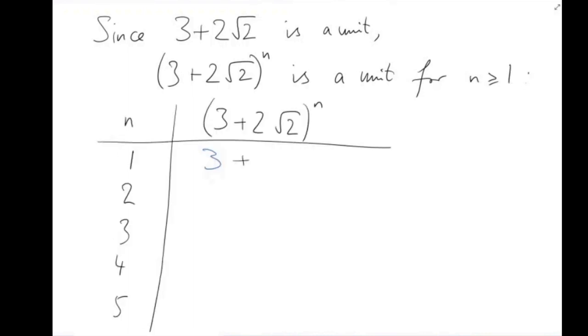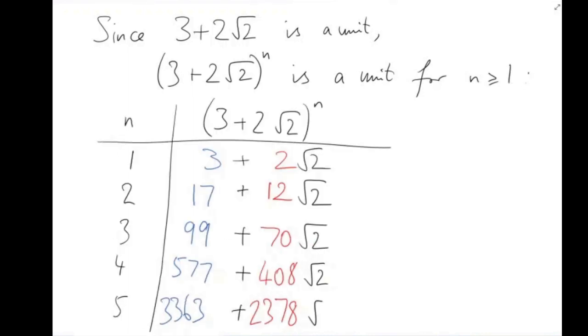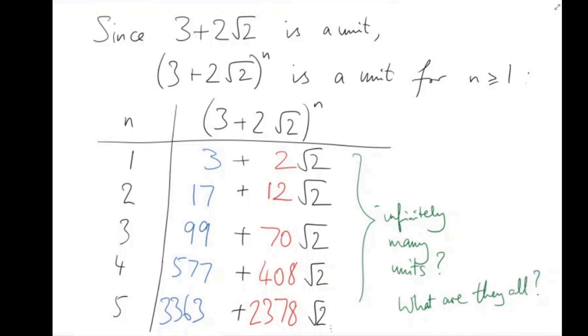And here's what they look like. As you can see, the numbers in front of the 1 and in front of the root 2 are growing. It looks like we're going to have infinitely many units. So we have a new problem. How do we write them all down? Is this all of them? What do they look like algebraically?